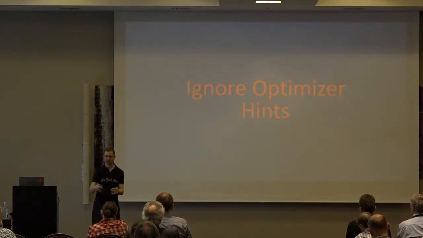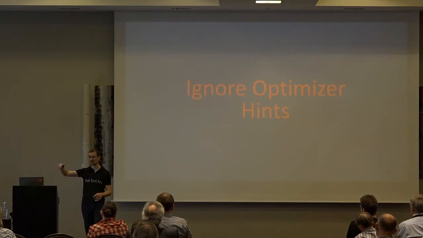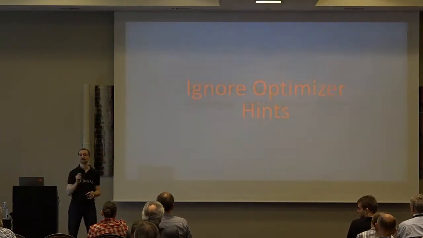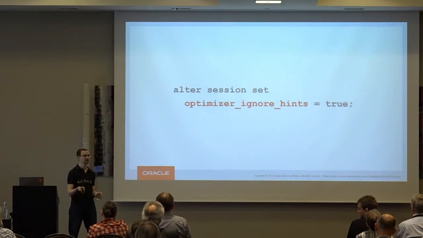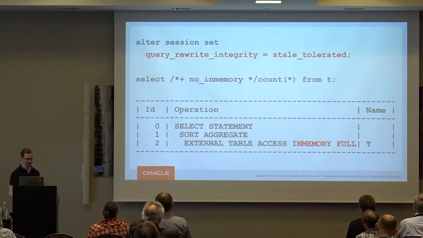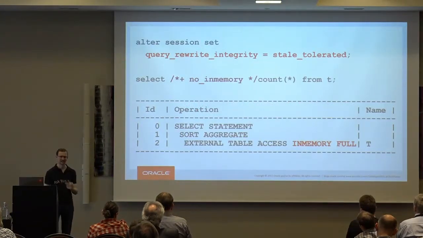So you've got code that you can't change easily, like say maybe it belongs to a third party, maybe it's just some legacy code which no one dares touch. How do you avoid this? You can now alter the session to ignore optimizer hints, and it will pretend that they are not there. So you do that, alter the session, and we get the nice in-memory access full. Got the performance gains we wanted.